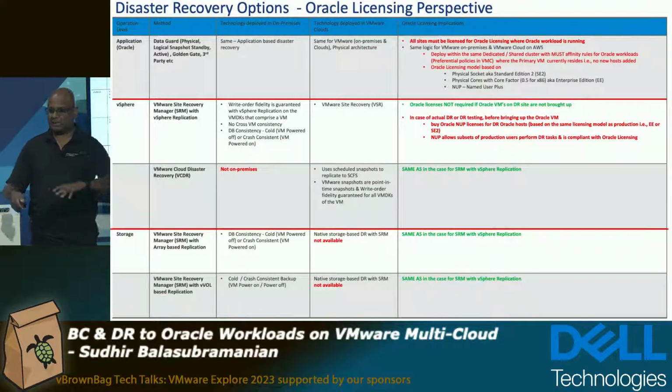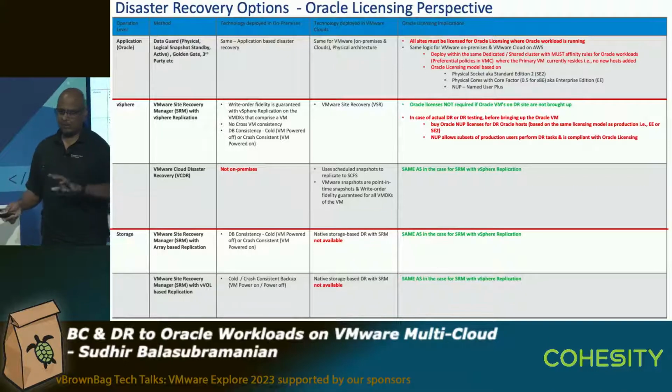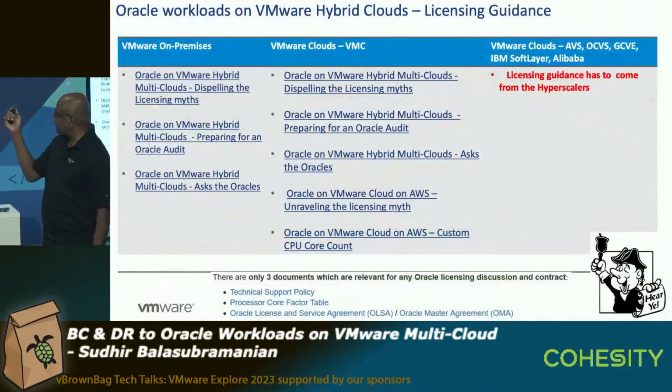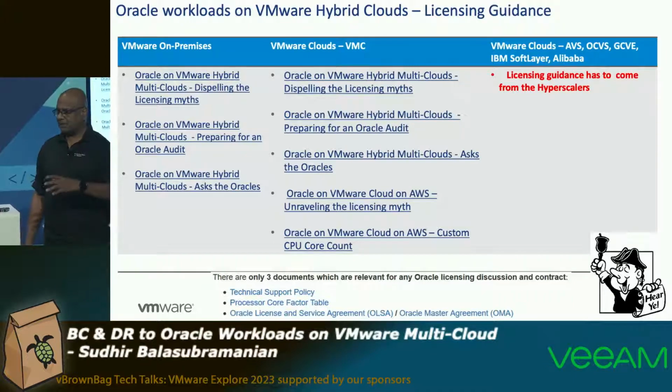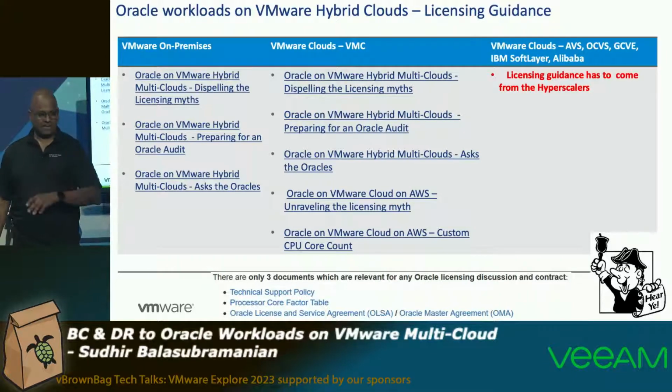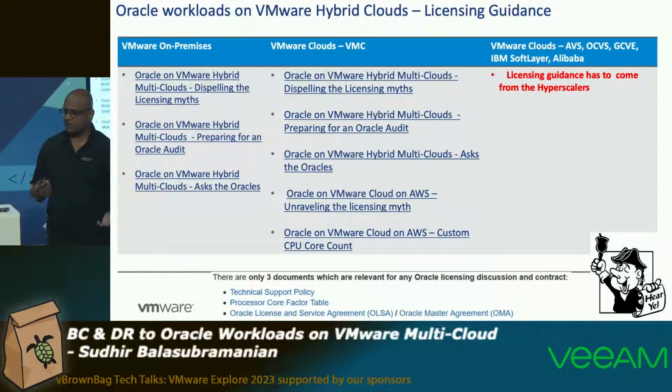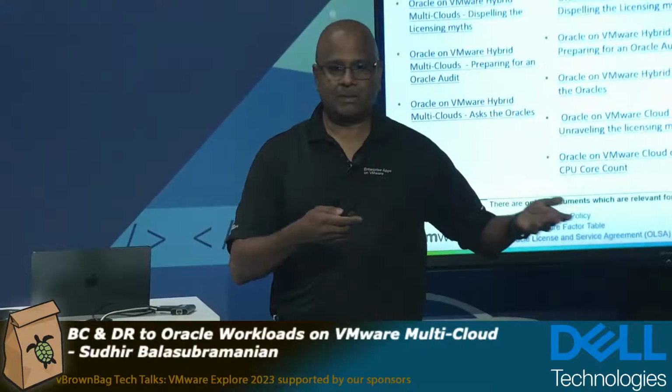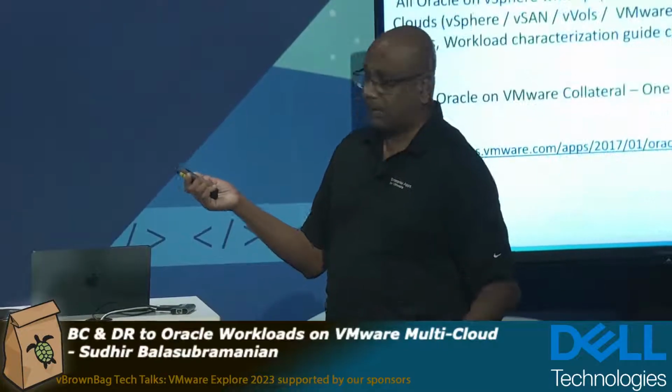But again, like I said, I don't want to get down to the Oracle licensing weeds. Please come talk to me, and we can probably beat that topic to death at any point of time. But that's the licensing guidance from a VMware perspective, especially when you start running your Oracle workloads on AVS, GCVE, OCVS. Please talk to your hyperscalers and they'll be able to provide you more guidance. If it's VMC, VMware owns it. Please come talk to me, talk to my team. We'll be able to help you.